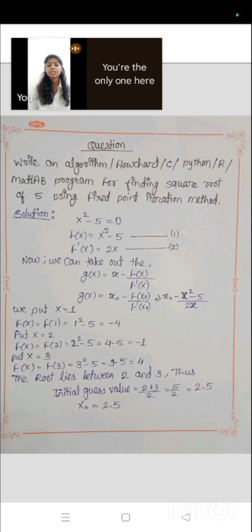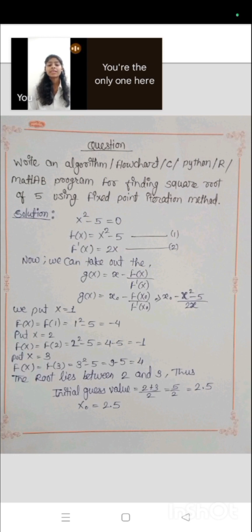So we check the f of x1 and f of x2 values. These values are negative, so we iterate again, and x is equal to 3, and we put x is equal to 3 in f of x. f of 3 is equal to 3 square minus 5 is equal to 9 minus 5. The value is 4.